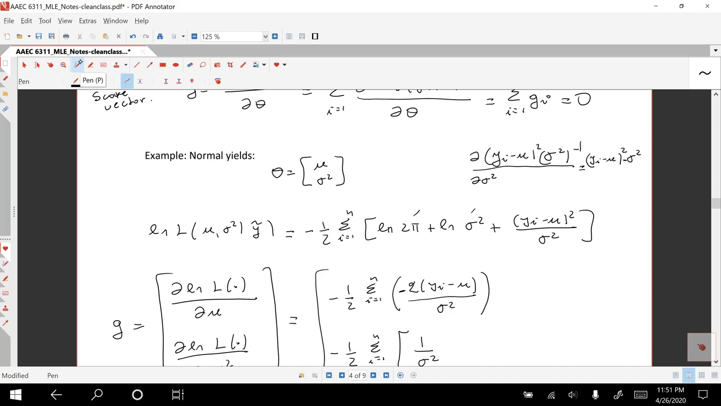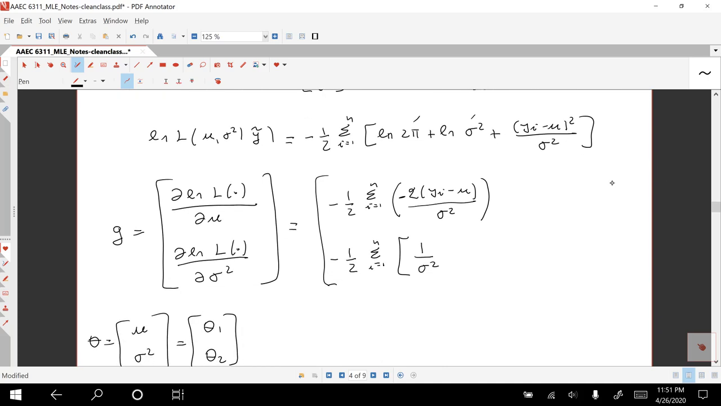So again, let's go back. The derivative of sigma squared to the minus 1 is going to be minus 1 sigma squared, and then you will have minus 1 minus 1, so it's going to be this thing to the minus 2. Okay, so that's the answer.